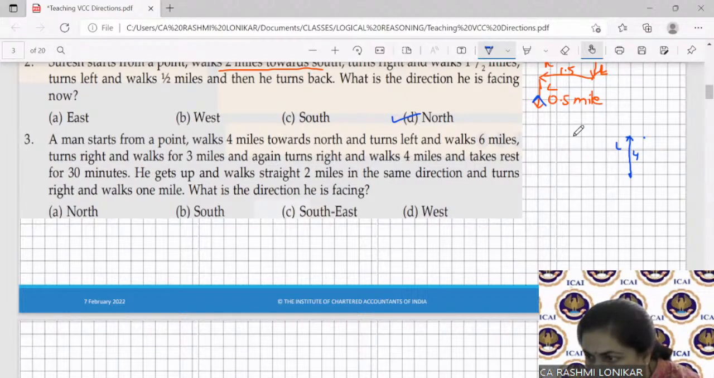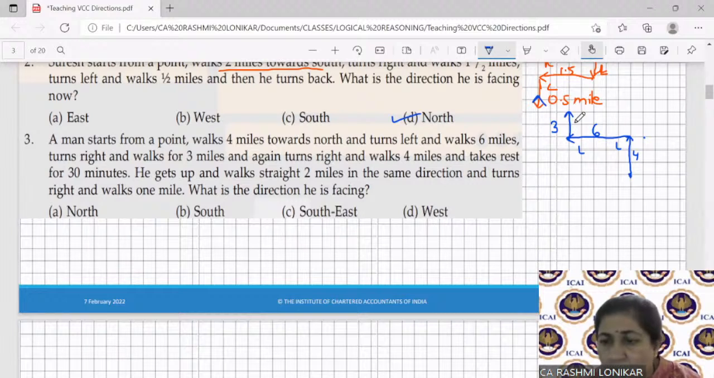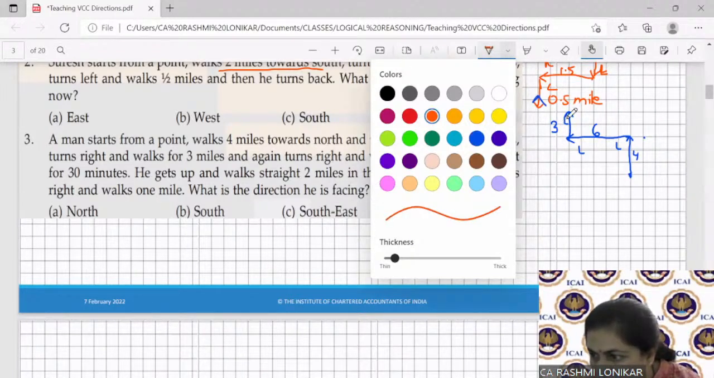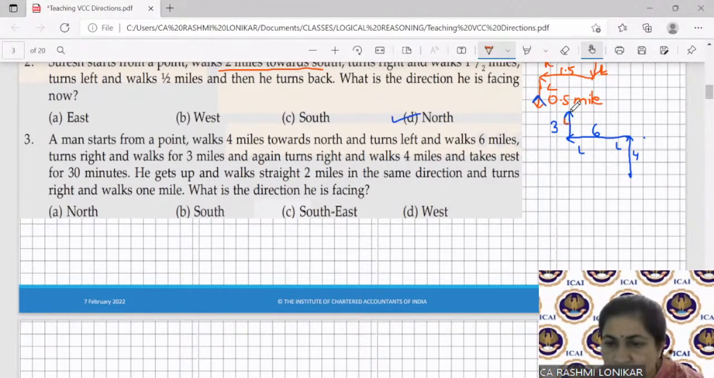So he turns left and walks 6 miles. He is going in this direction. This is his left. He turns right and walks 3 miles. Now he is here, so this will be his left. He turns, walks 3 miles, and again turns right and walks 4 miles. So he's walking this way.